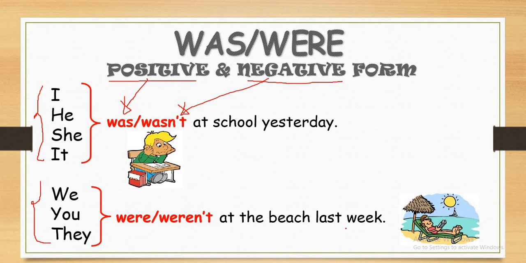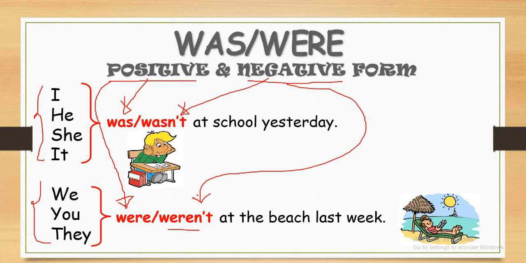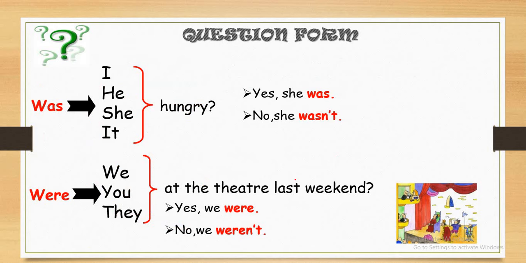We were at the beach last week. You were at the beach last week. They were at the beach last week, right? We weren't, this is the negative form, at the beach last week. So yeah, we also have positive were, right? And also a negative weren't. Okay, great job. Let's look at some more question form using was or were.